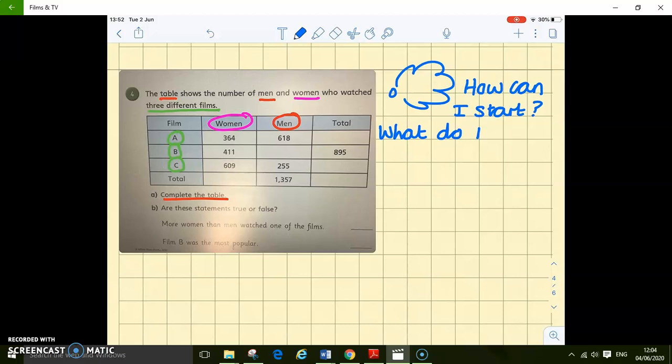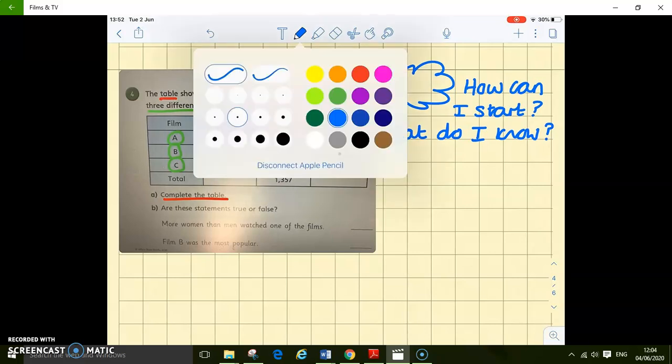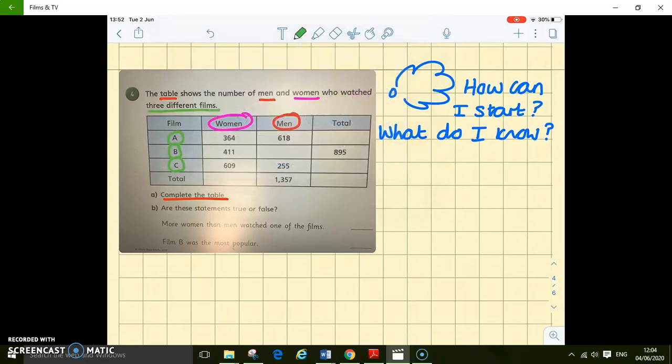I always ask myself those questions when I'm looking at a maths problem. How can I start? What do I already know? Well, I do know some things on this table. I've got the number of women that have watched film A, film B, and film C. So I could work out that total by just adding those 3-digit numbers together.